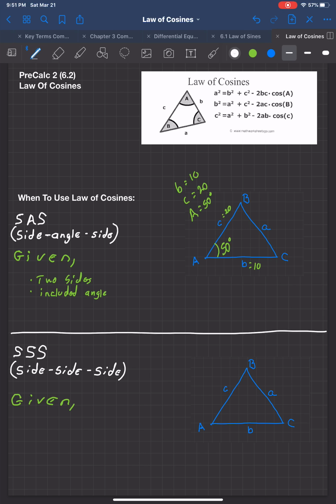The last scenario where you would have to use the law of cosines would be if you're just given 3 sides, right? If I give you no angles at all, like say 10, 20, 25, if I give you 3 sides, for sure you're going to need the law of cosines, right? So how do we use the law of cosines? And let me go ahead and see if I can bring in the law of cosines formulas.